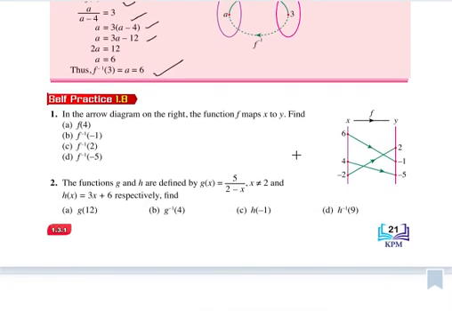Now you can try self-practice 1.8. Just terbalik. Okay, for this one, f(6) equals negative 1, f(4) equals negative 5, f(negative 2) equals 2. And f inverse 2 is negative 2, f inverse negative 1 is 6, f inverse negative 5 is 4. Now you need to read this, then you can do it.